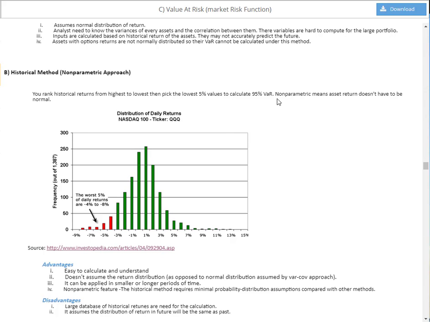One of the advantages of this method is that it is non-parametric, which means the asset's return doesn't have to be normally distributed. In this case, we just sorted the returns, created a distribution of returns, and picked the lowest 5% value. The 5% value lies between minus 400 and minus 800. So that value will be our VAR value.